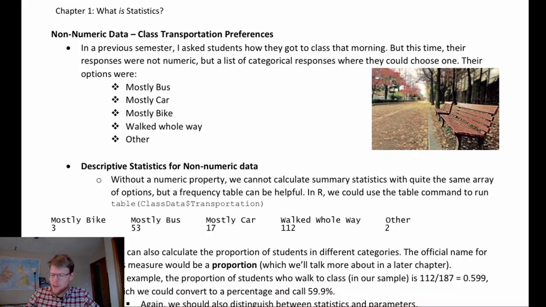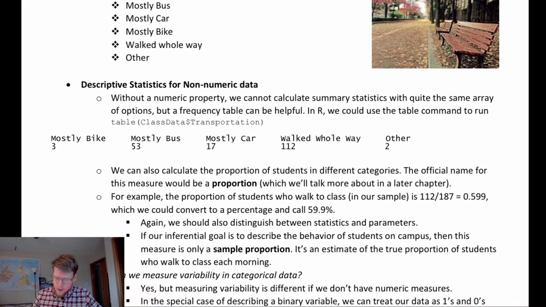So here's an example of some categorical data that I collected from a previous semester class. I asked students how they got to class that morning. So when we were meeting in person, how did you get to class that morning? The 5 options that students had were mostly bus, mostly car, mostly bike, walked whole way, or other. And these are the different responses that I got.